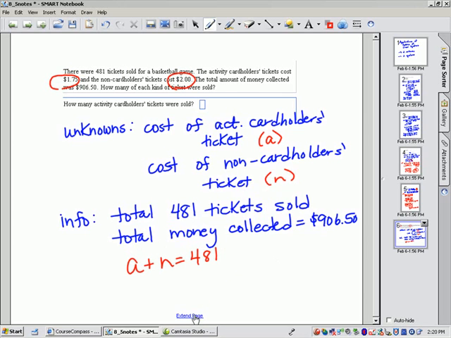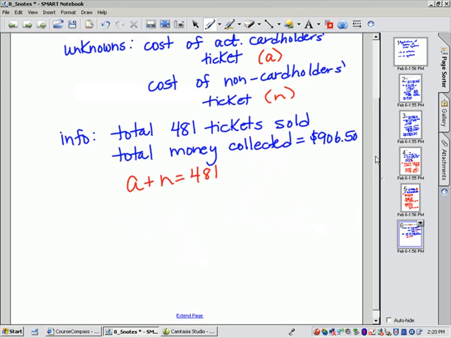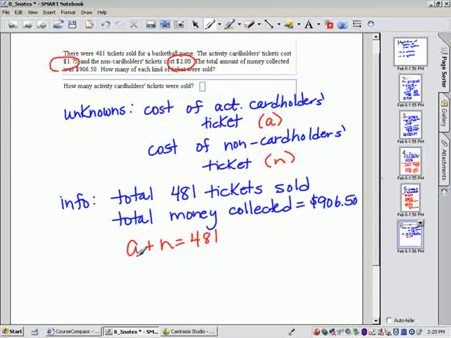The other thing we know is that each of the activity tickets cost $1.75. So we don't know how many we bought. We bought A of them, but we are charged $1.75 for each one. So we'd have $1.75 times A plus $2 times N is equal to the total collected, which is 906.50. And so we can solve this using elimination.